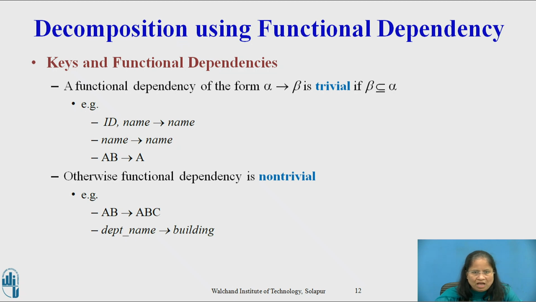For example, attribute AB functionally determines ABC, as the set of attributes ABC is not a subset of the set of attributes AB. Similarly, department name functionally determines building. These are non-trivial functional dependencies.